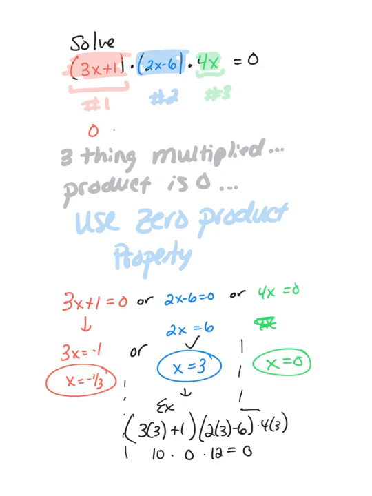Maybe the x value was 0, but the main idea here is if you plug in one x, you have to plug it in for all. So if I plugged it in here, 3 times 0 plus 1, and then 2 times 0 minus 6, and then 4 times 0. So this would have been 1 times negative 6 times 0, which is also 0. So again, any one of these would make the equation true.